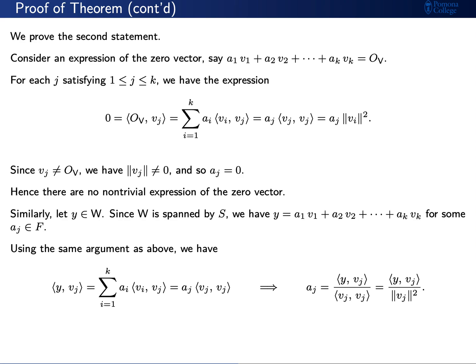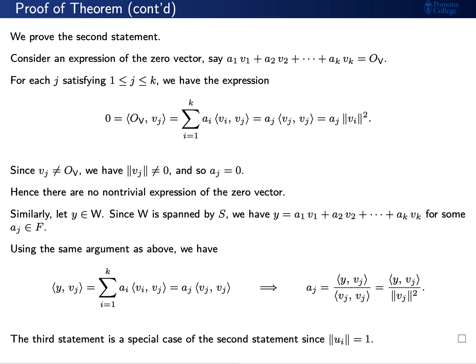We'd actually like to find the formula for our scalars a sub j. The way that we'll do this is take this expression for y, and I'll take the inner product with any vector v sub j. We'll then find that the inner product of y with v sub j must be equal to the scalar a sub j times the inner product of v sub j with itself. This thereby allows us to solve for a sub j, so we find the formula as in the original proposition.